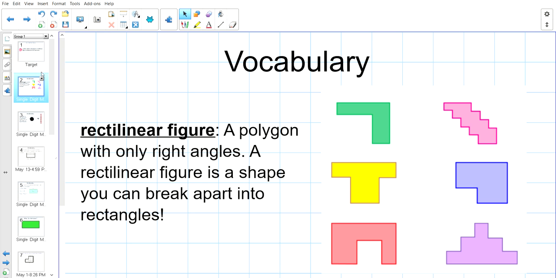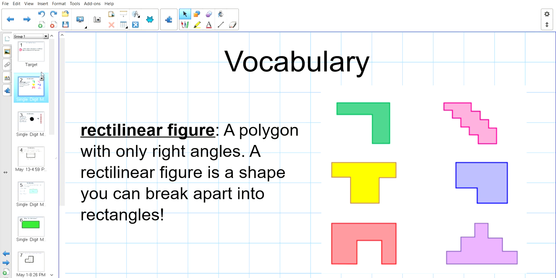We're going to review some vocabulary you'll need to know for today's lesson. Our first word is rectilinear figure. You know that today you'll be learning how to find the area of a rectilinear figure. A rectilinear figure is a polygon with only right angles. A rectilinear figure is a shape that you can break apart into rectangles.